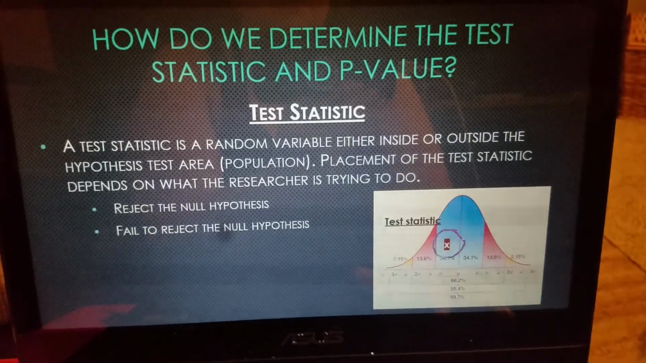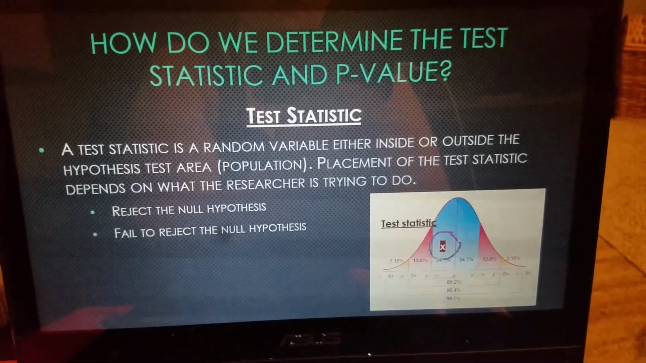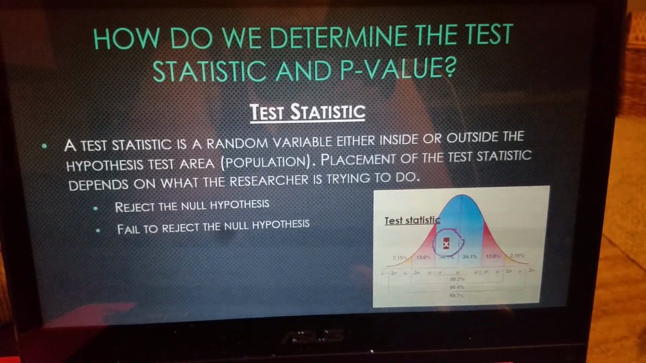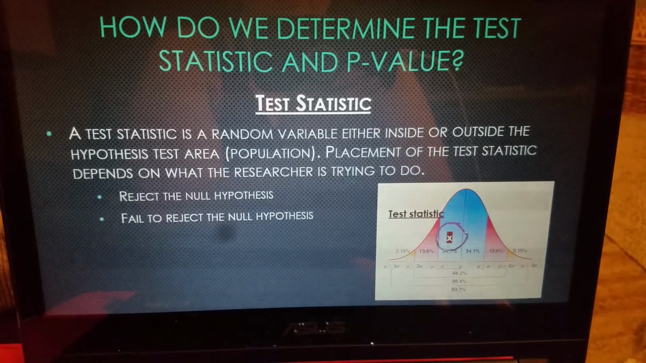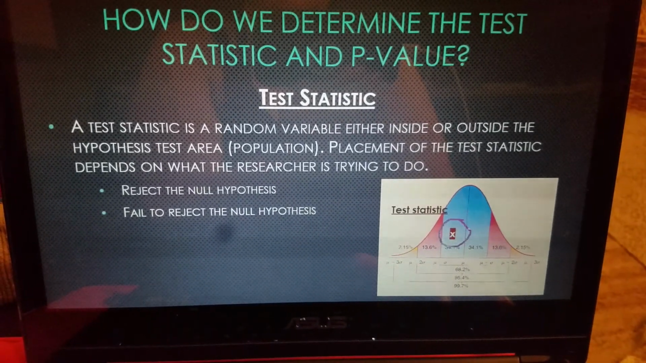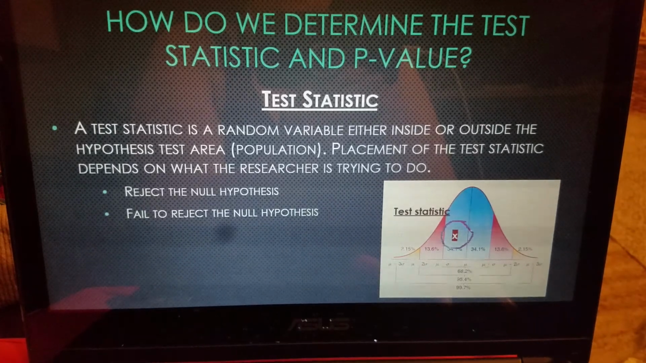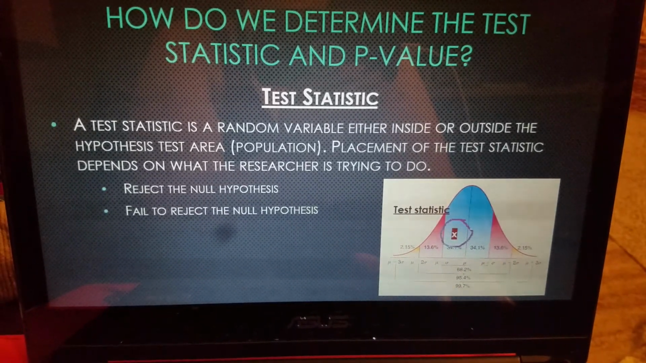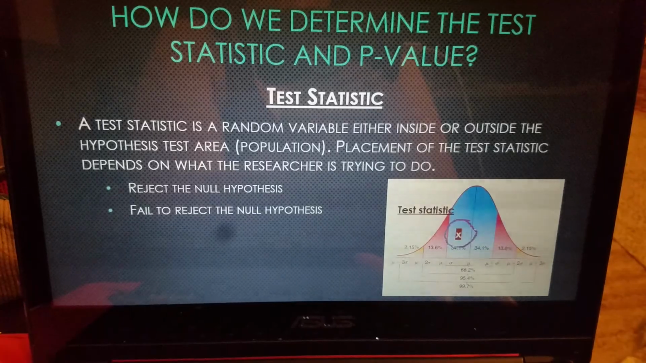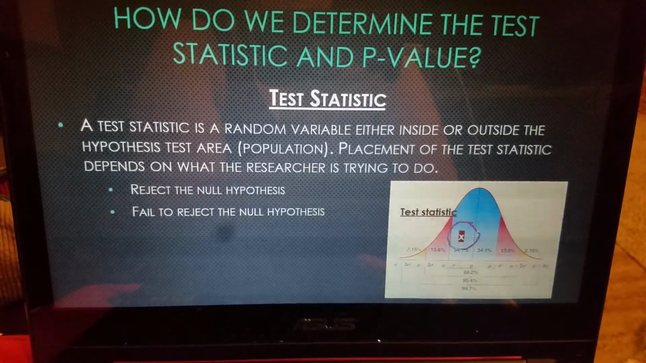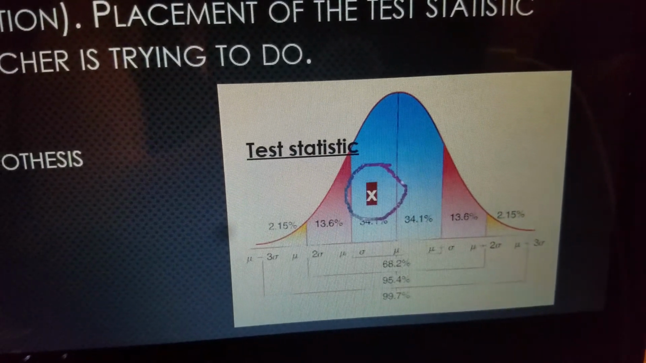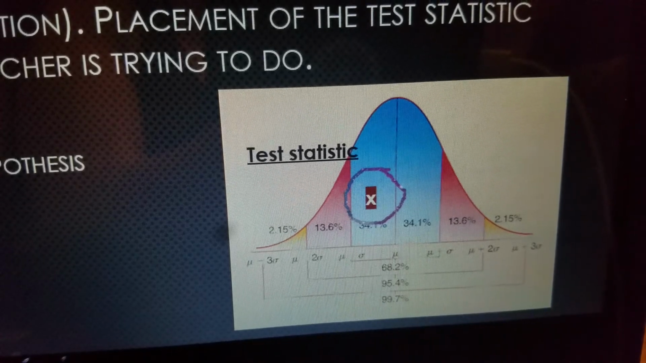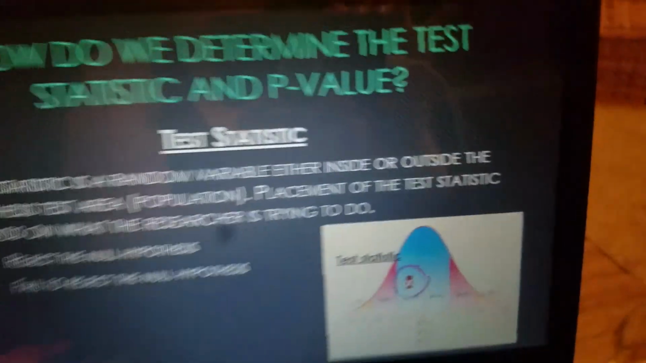How do we determine the test statistic and p-value? Well, the test statistic is a random variable either inside or outside the hypothesis test area, which is the population. Placement of this test statistic depends on what your researcher is trying to do. If you're trying to reject the null hypothesis area, or you're going to fail to reject the null hypothesis area. This test statistic here on this graph is going to reject the null hypothesis because it is outside of the testing area.